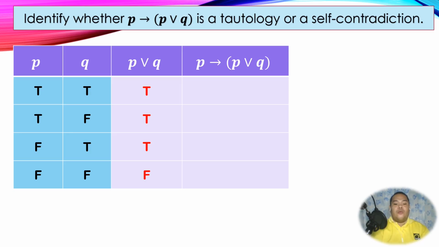Next, we compare the two statements. P implies the quantity P or Q. That is P and the quantity P or Q.